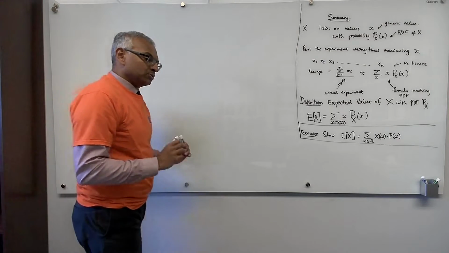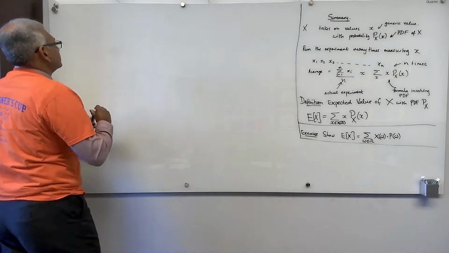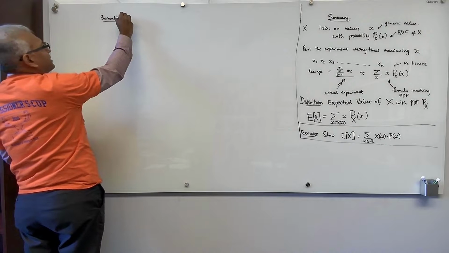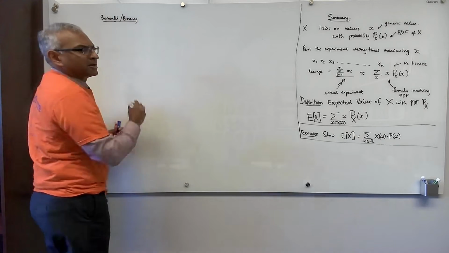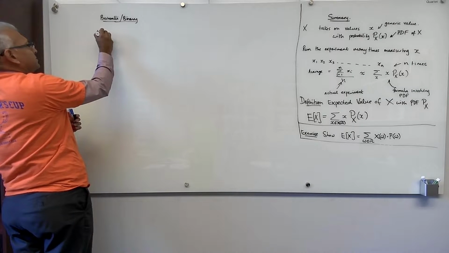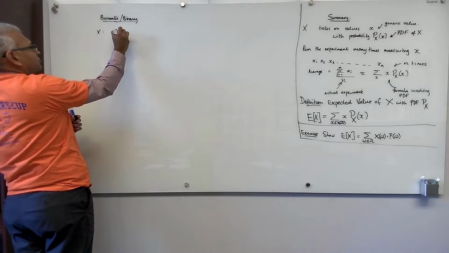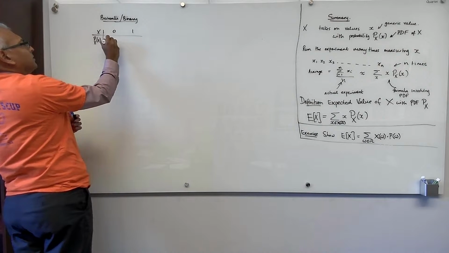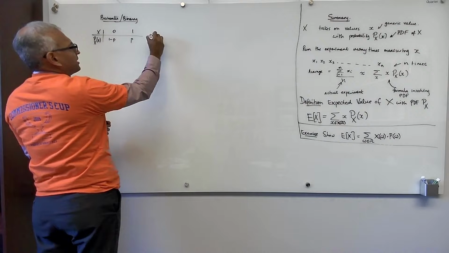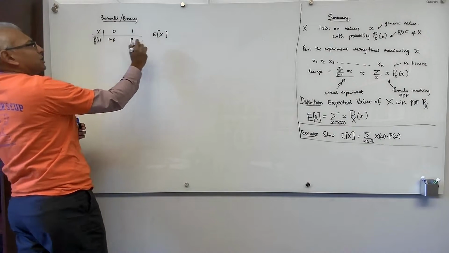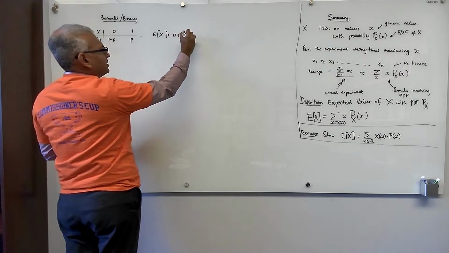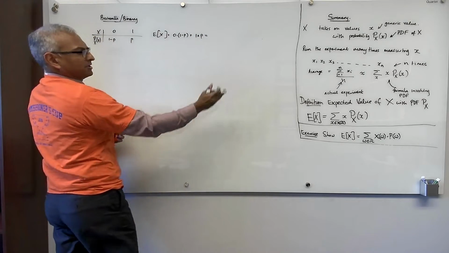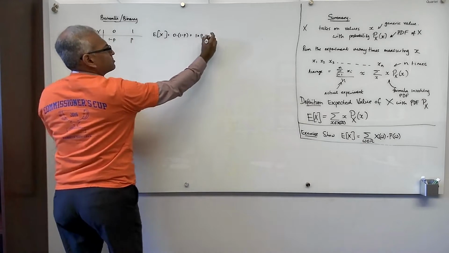Let's start with the Bernoulli and the uniform. So those are the easy cases. So the Bernoulli or binary random variable, X, the possible values are 0 or 1, and the probabilities are 1 minus p and p. So the expected value of X: you multiply 0 times 1 minus p, plus 1 times p. It's just a formula. So this is p.